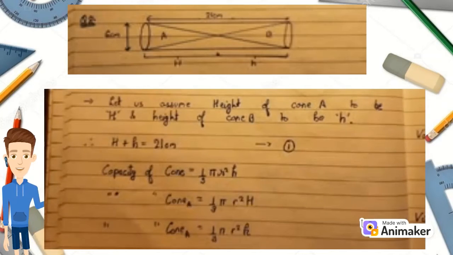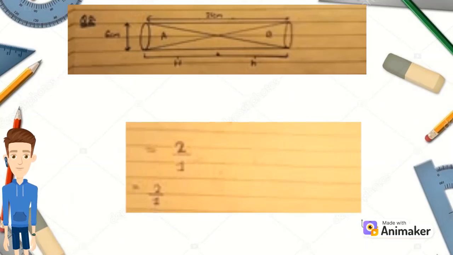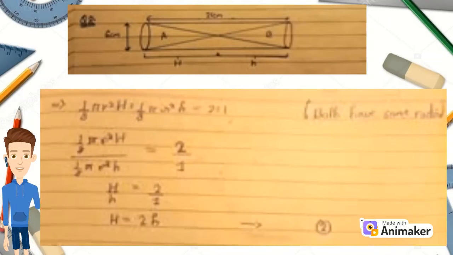Writing formulas is also important. So, as the capacity and volume are the same, the capacity of a cone will be 1 by 3 pi r square h, where r is the radius of the cone and h is the height of the cone. Here, the capacity of cone A will be 1 by 3 pi r square into capital H, and the capacity of cone B will be 1 by 3 pi r square into small h. Now, we'll use both these formulas to solve our question further.